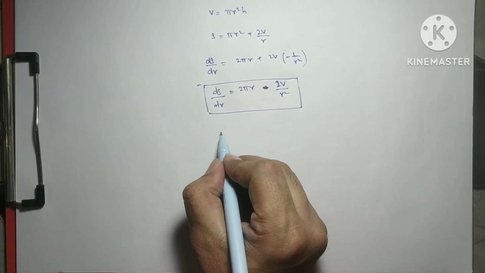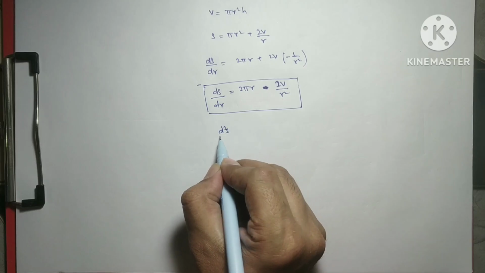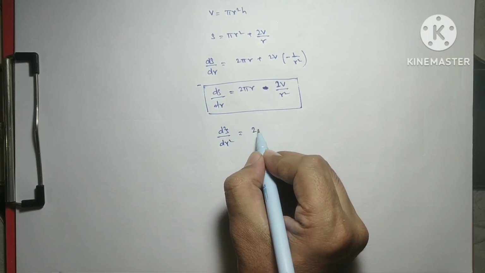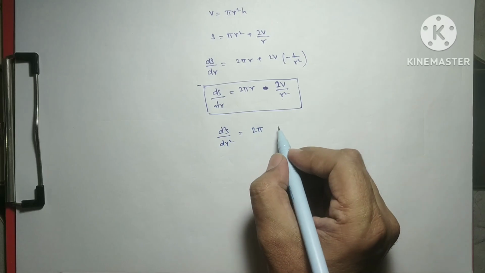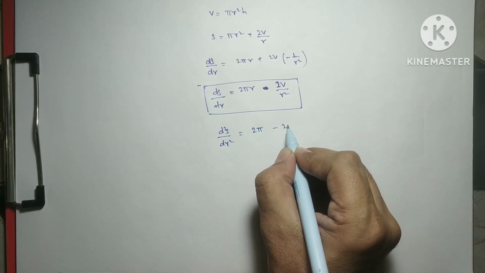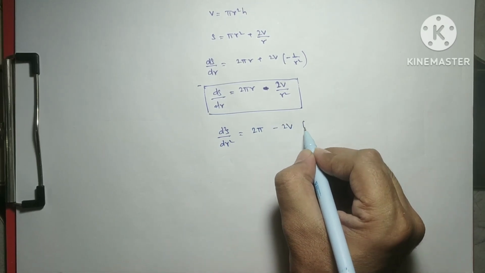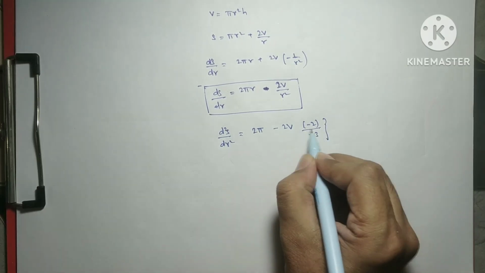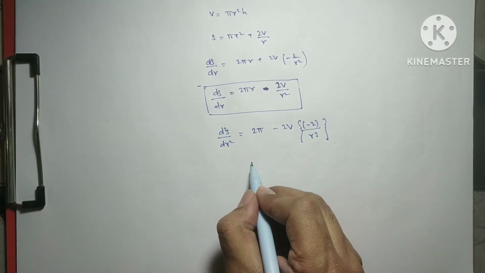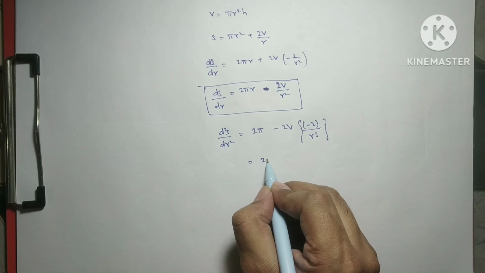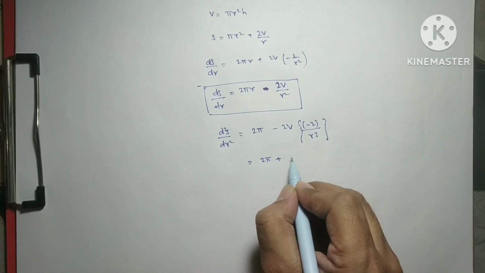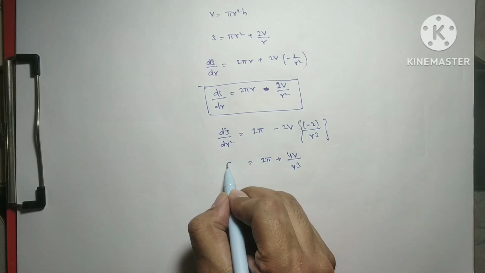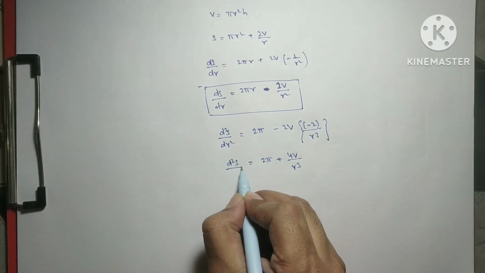And the second derivative will be d2S over dr square. It will be 2 pi minus 2V, and this is minus 2 over r cube. It means it will be 2 pi plus 4V over r cube. This is the second derivative.